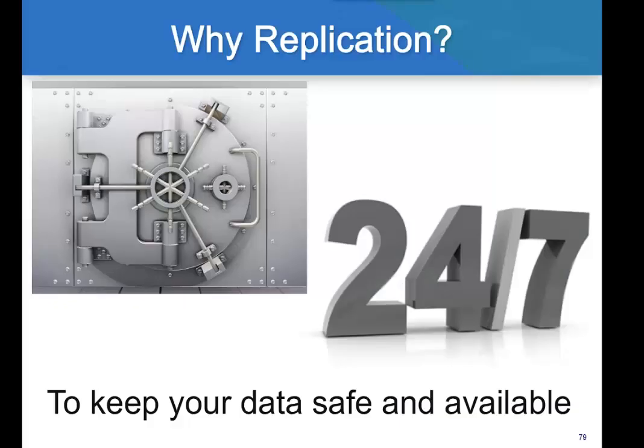So again, the point of replication is to keep your data safe and available. You want to have multiple copies so that if something happens to one copy, you have other copies available. And because there are multiple copies and because there's this automatic election process, even if a node goes down, another node will be elected primary, and the data will continue to be available, and your application will continue to be available.